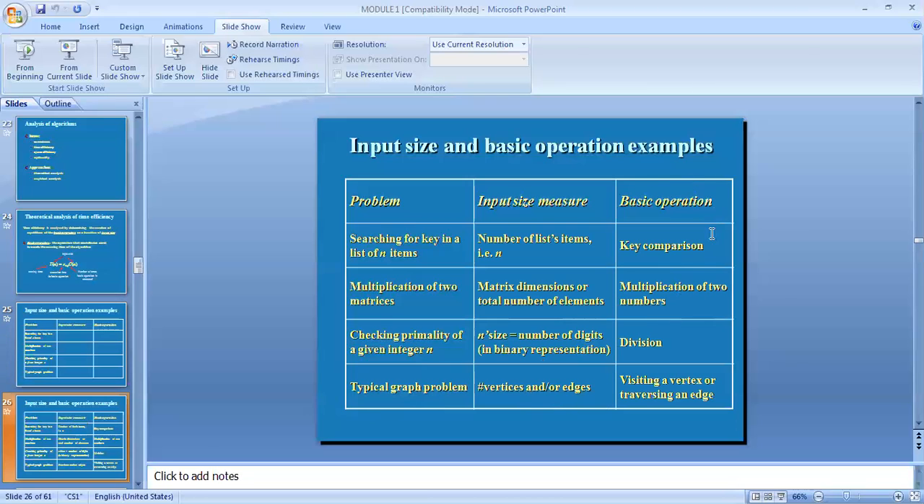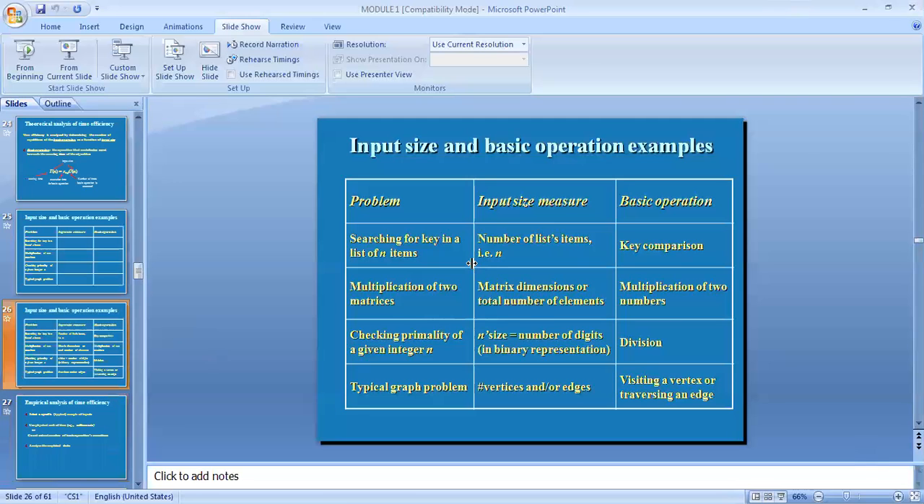The basic operations are the key operations that we do in an algorithm. If it is searching, we do a comparison. If you are doing multiplication, the multiplication operation is performed between the numbers. When we are checking the primality of a given number, division is performed. And when it is a graph problem, visiting the vertices or nodes, or traversing an edge, is the basic operation.